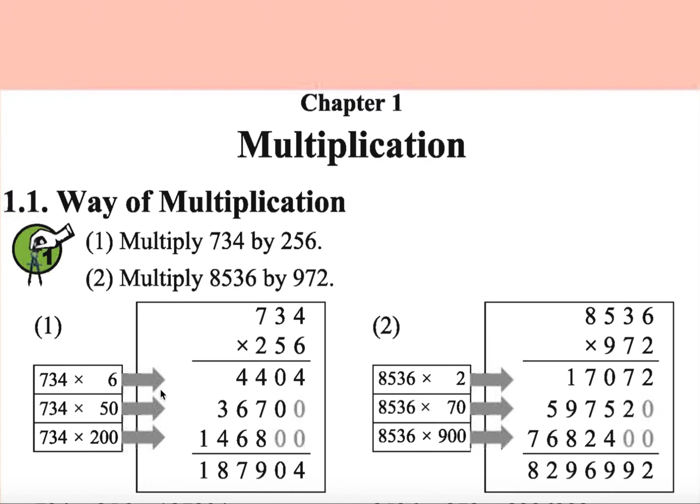See, this is how it is done. Into 6, 6 is one place, into 50, that's why 0 comes here. Into 200, so two zeros come here.